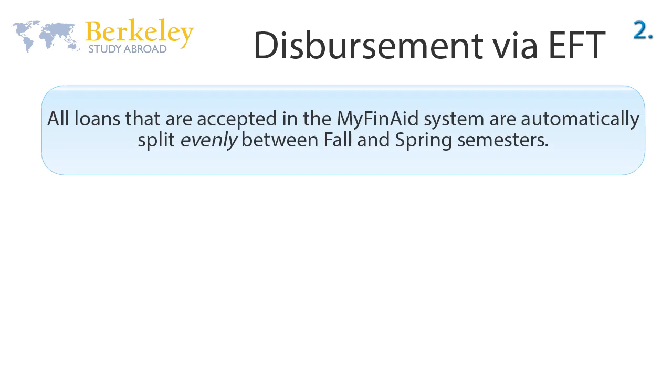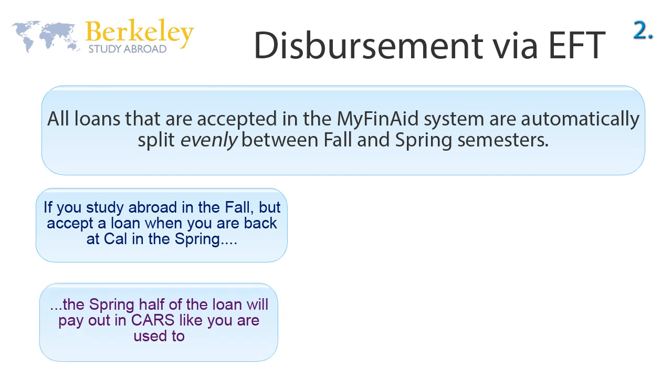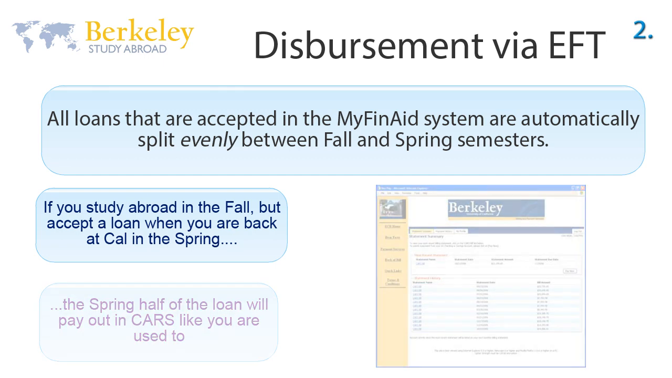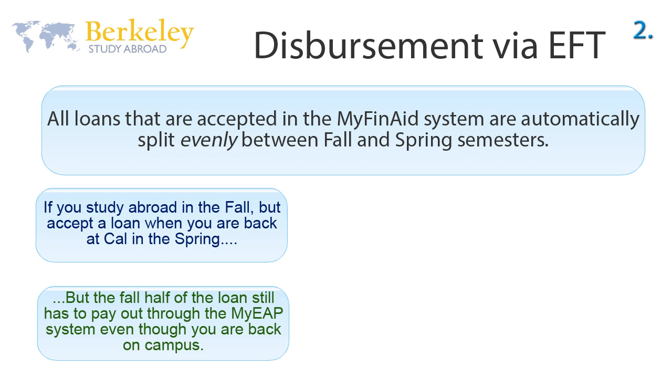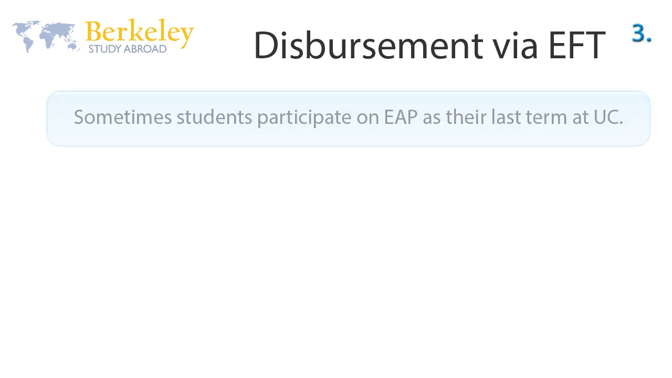Second, you should be aware that all loans that are accepted in the MyFinaid system are automatically split evenly between the fall and spring semesters. So that means if you study abroad in the fall but accept a loan where you are back on campus in the spring, half of the loan will pay out via CARS like you are used to. But the fall half of the loan still has to pay out through the My EAP system even though you are back on campus. Third, sometimes students participate on EAP as their last term at UC.